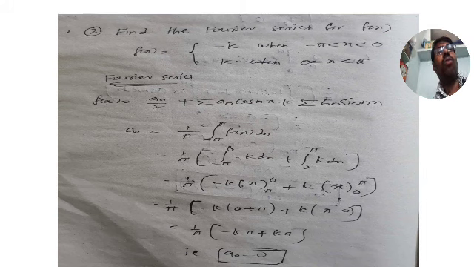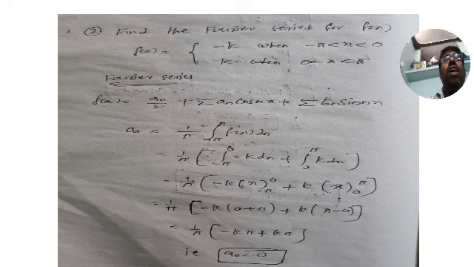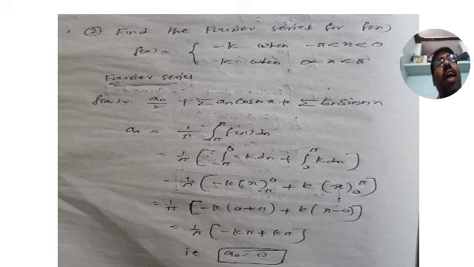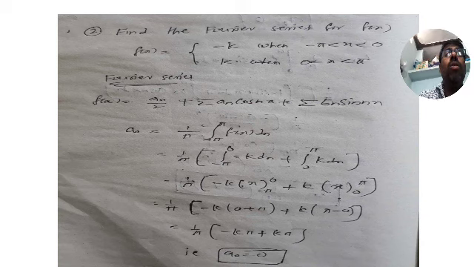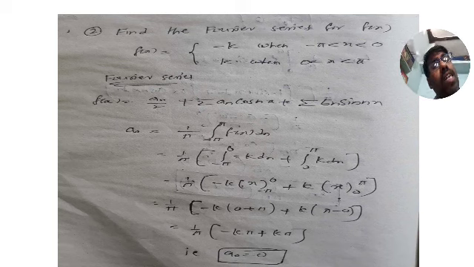Now let us go to the second problem. Find the Fourier series for f of x. F of x is equal to minus k when minus pi less than x less than 0 and k when 0 less than x less than pi. So this is the function. From minus pi to 0, the function value is minus k, and 0 to pi, the function value is k.